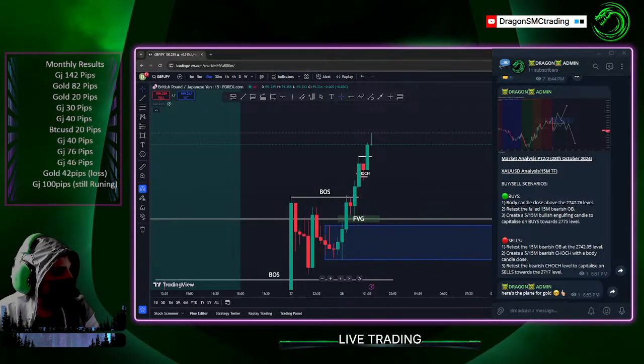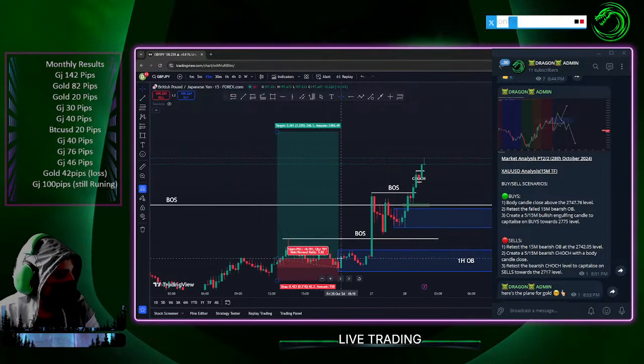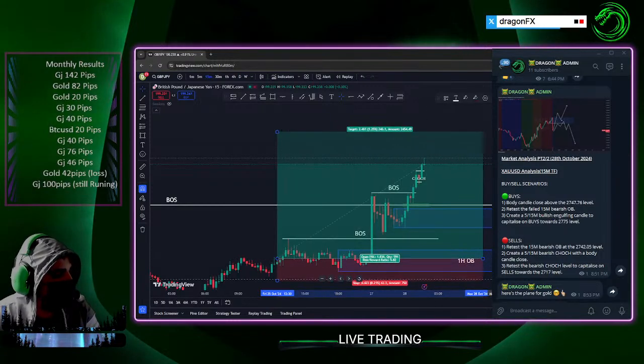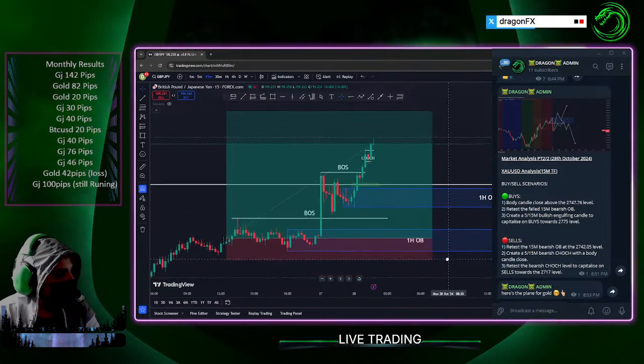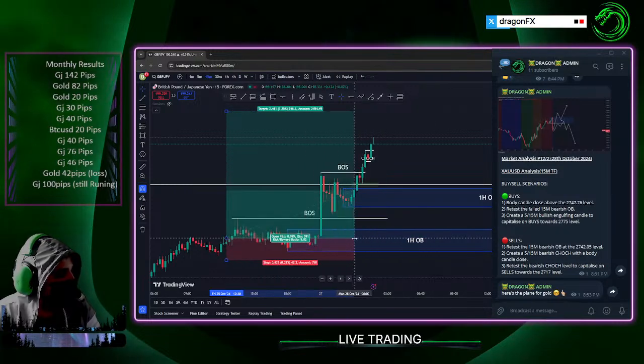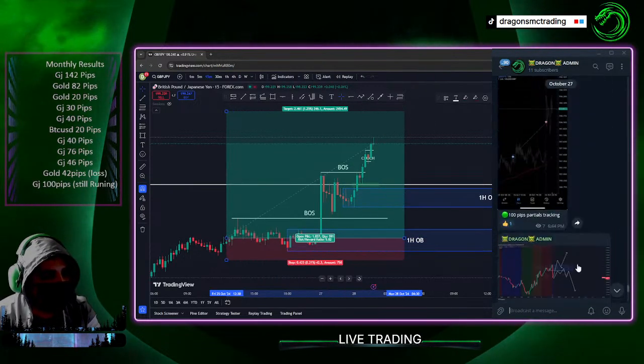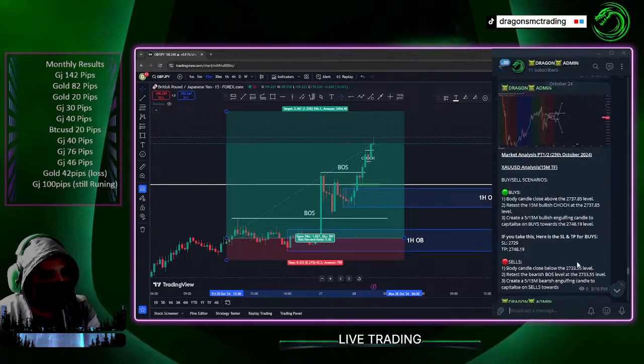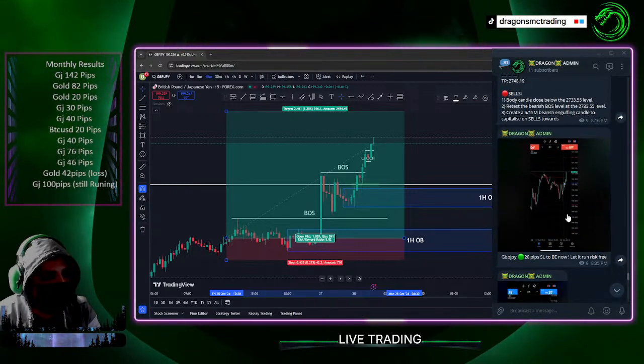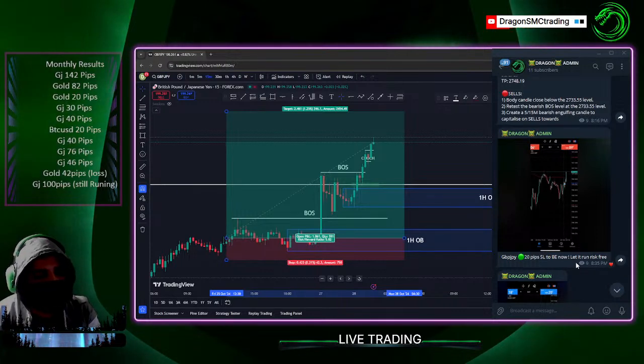And by the way, I'm still in this trade right here, running about 170 pips risk free. This is the trade that I took last week, the one that I sent here. This one. I took this trade on GJ and I moved my 20 pips SL to break even. Let it run risk free, baby.